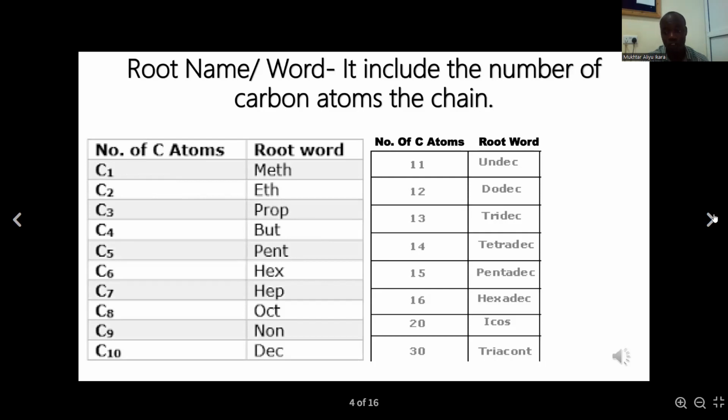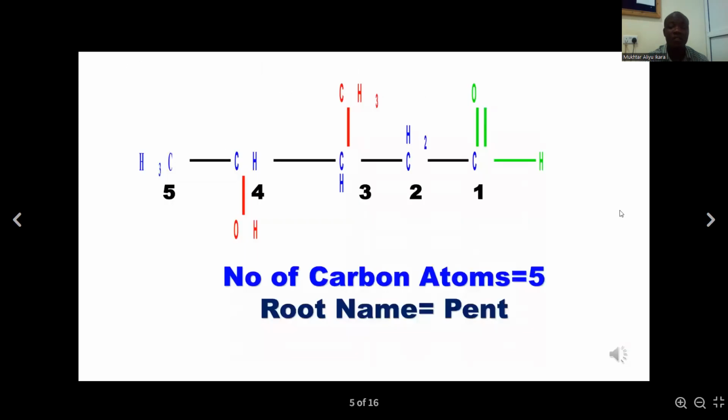So we'll see this. And then look at this. We are now going to look at, if we have a compound, how we are going to identify the root name. The root name is usually identified based on the longest carbon chain. The longest carbon chain here, we have 1, 2, 3, 4, 5. So the root name will be pent because the longest carbon chain is 5. So you see here, we are able to identify the root name.